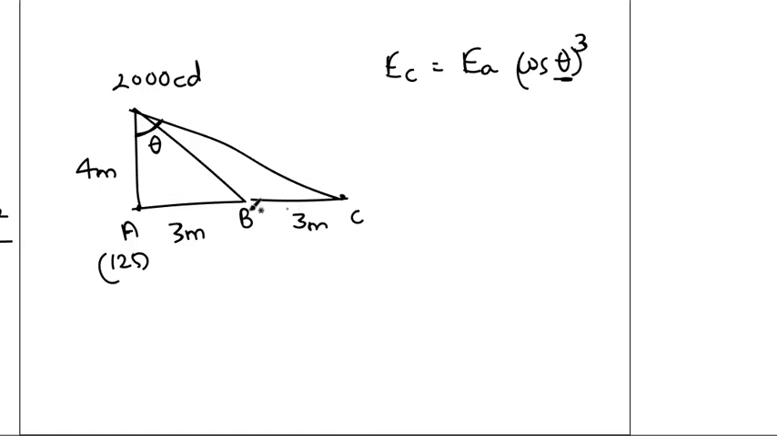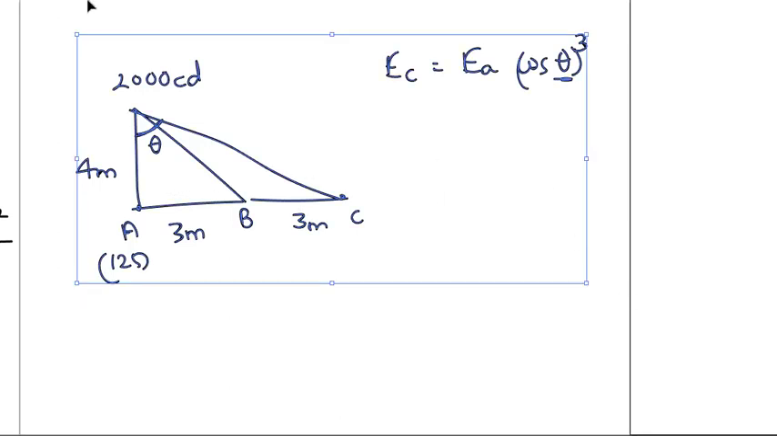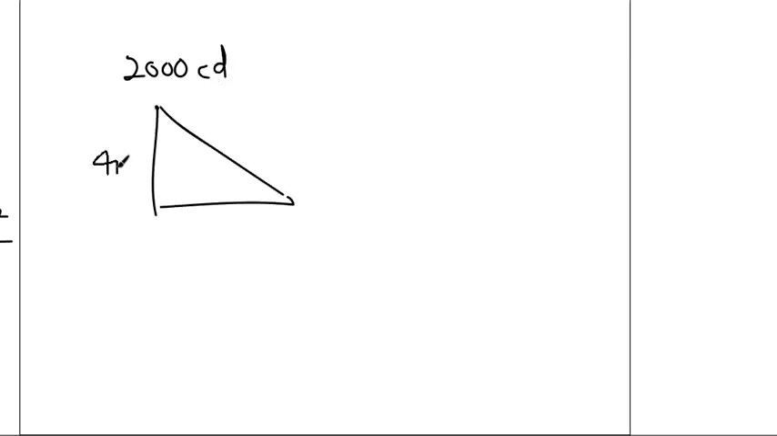So using this concept, if I need to find illuminance at B: 2000 candela, height of 4 meter, wall, 3 meter distance from point A. This hypotenuse becomes 5 meter.